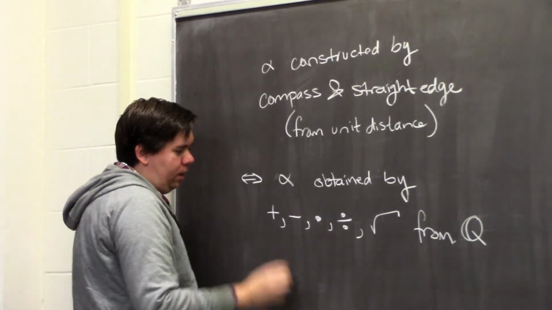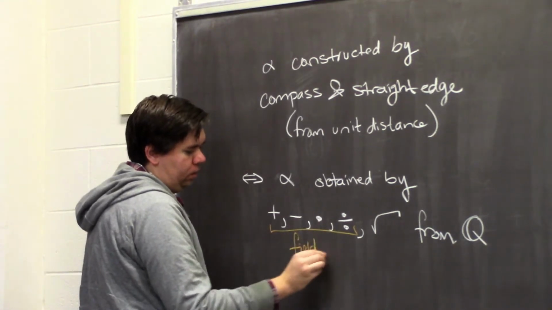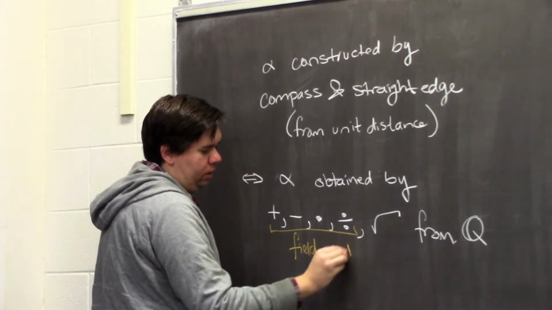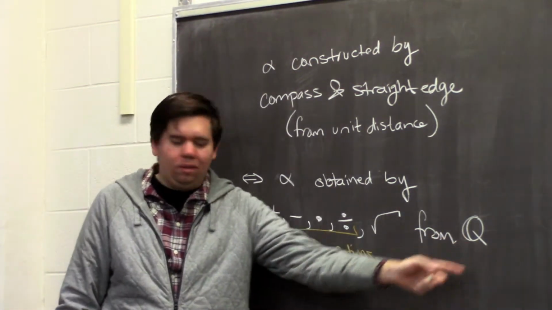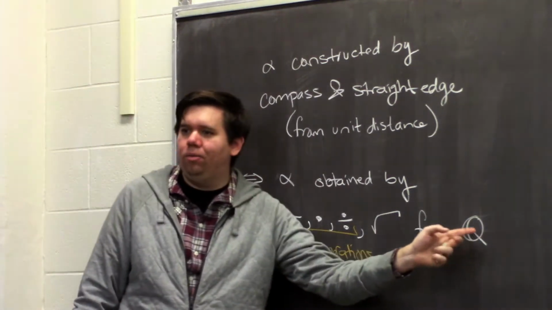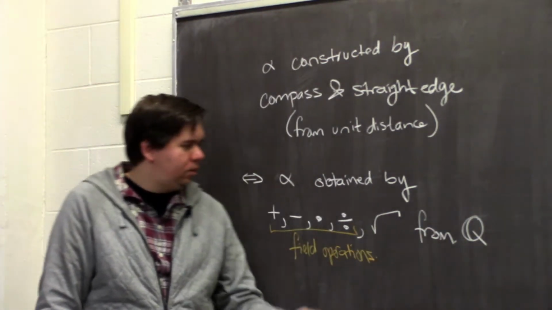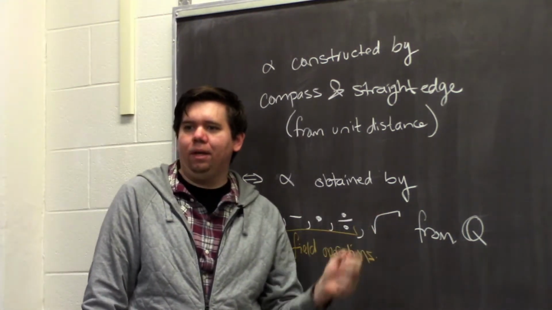And I'll remind you that these first 4 operations are just field operations. So these leave you inside whatever field you're in. So if you have rational numbers and you're just allowed to add, subtract, multiply, and divide them, you stick with rational numbers. And so it's really the square root that's expanding your field, right?